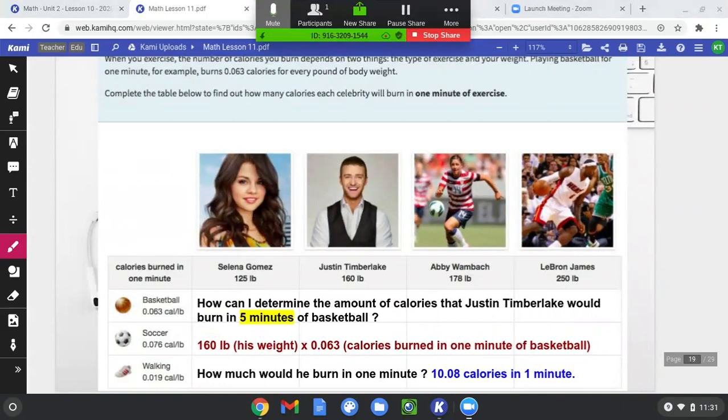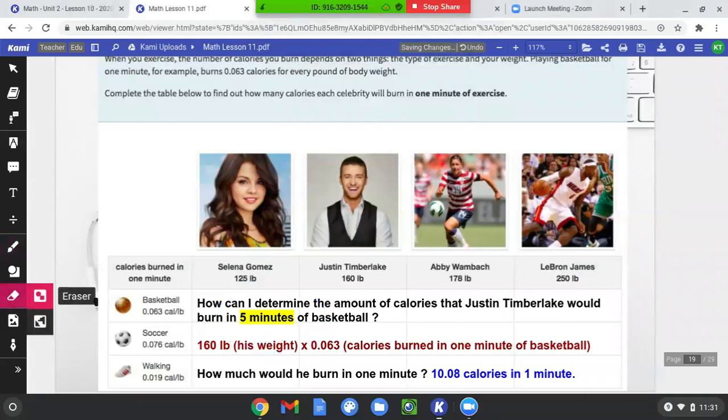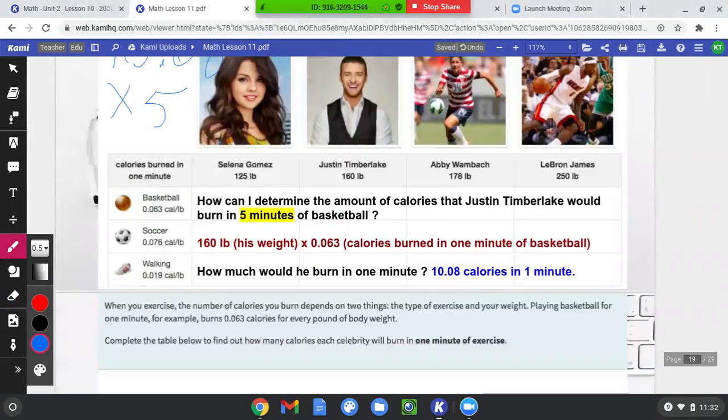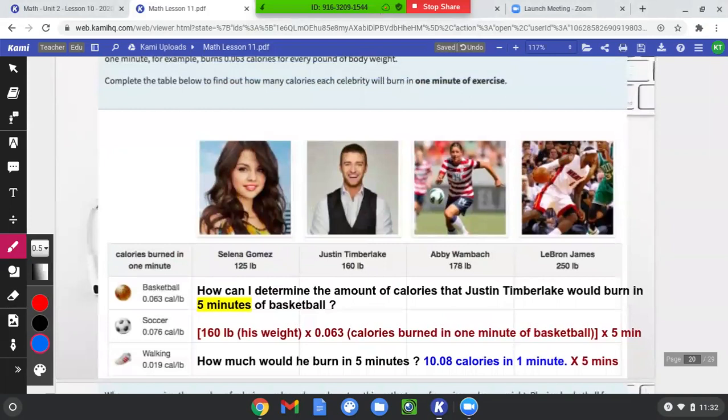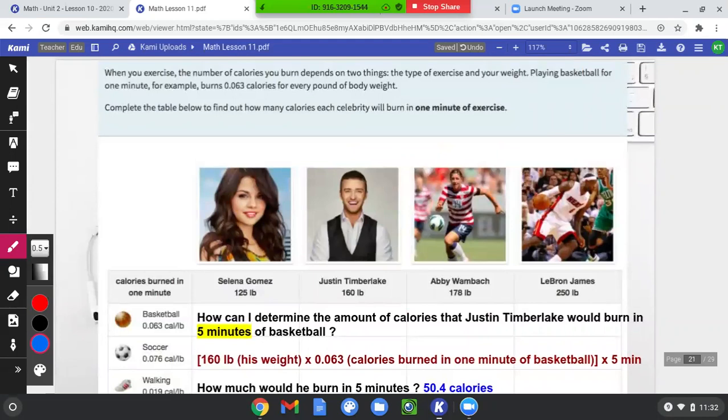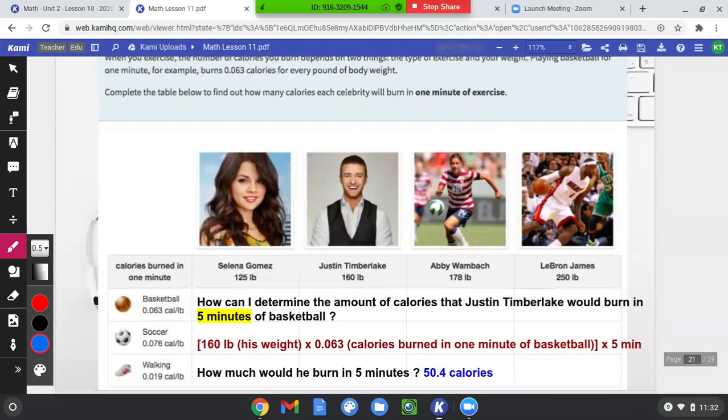Okay, this question is now asking us how much would he burn if he played 5 minutes. Y'all, let's be logical. We just solved for how much he would burn if he played 1 minute. So what would we need to do? We would need to multiply the amount that he burned in 1 minute, 10 and 800ths, and multiply that by 5, because that would be 5 minutes. So we multiply 10 and 800ths by 5 because he's playing 5 minutes and he burns 10 calories and 800ths in 1 minute. Our answer is going to be 50 and 4/10.